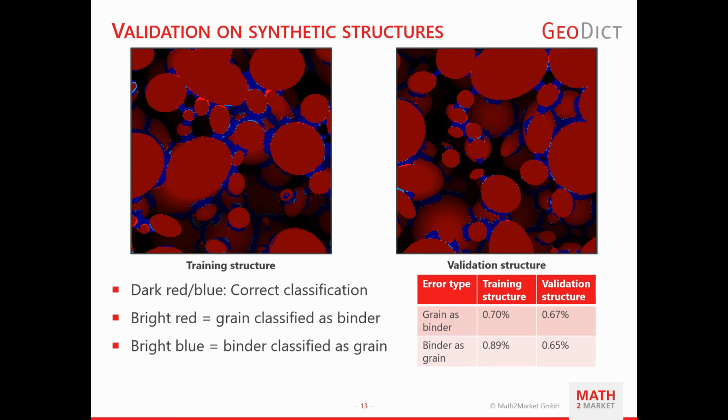But still, if we look at the error table in the lower right corner, we see that the error is relatively low. All these error percentages are given as a fraction of the solid material, so the background is excluded here. And we can see that the error is below 1% in all categories, and curiously, the error is even lower for the validation structure than it is for the training structure. This could be due to regularization effects in the neural network training or just by chance.